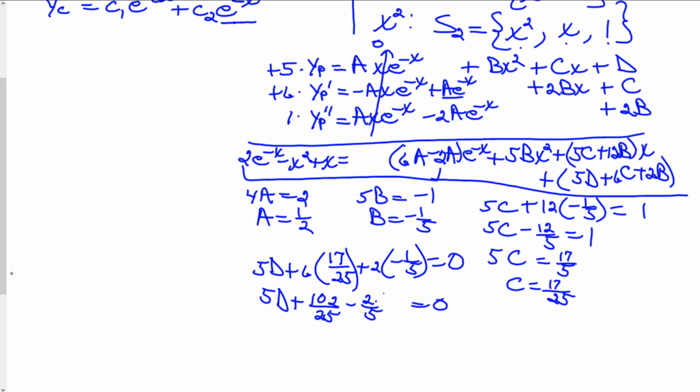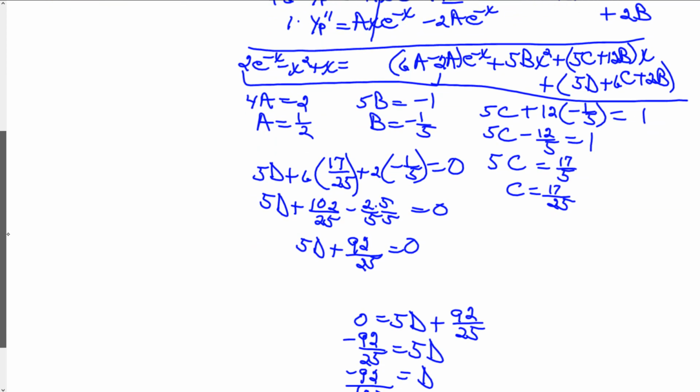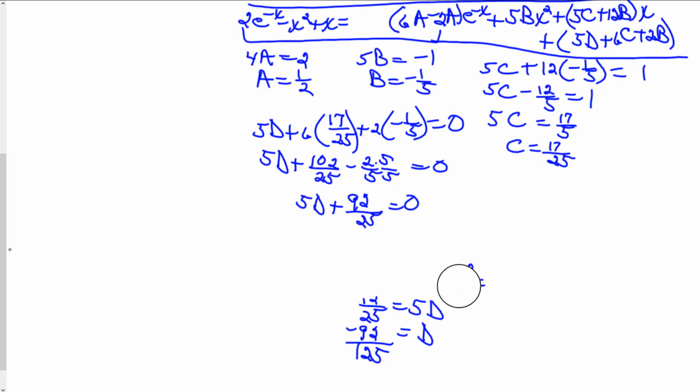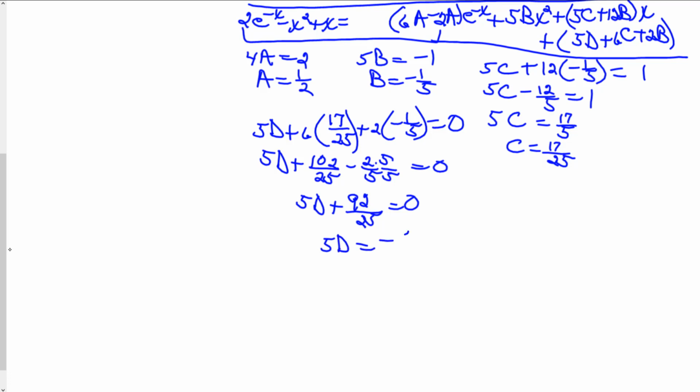We need a common denominator of 5. So this is going to give us 5d plus 102 minus 10 is 92 over 25. So it looks like we didn't make any arithmetic errors here. We're getting the same answer both times. So we were good. So 5d equals -92 over 25, and d equals -92 over 125.